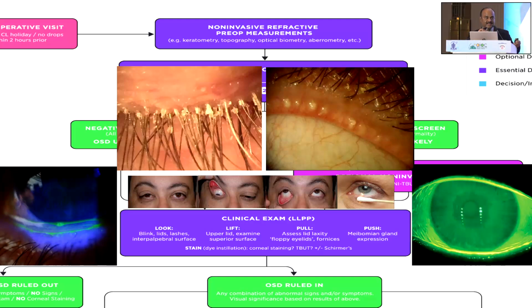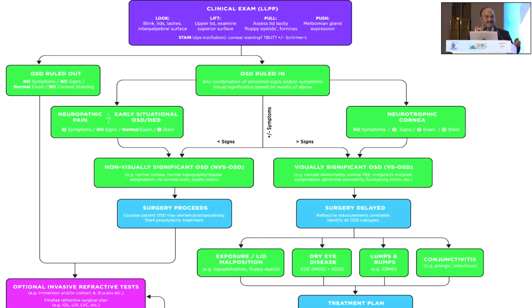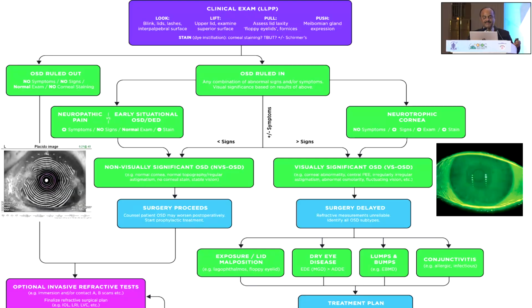Of importance, LLPP: look, lift, pull, push. Look out for any abnormalities of the gland, of the eyelid margins, and then decide whether this patient has dry eye or not. Now, after deciding whether this patient has dry eye, we should find out whether it's visually significant or not. Visually significant, I teach my optometrists, what do I tell them? If after a blink the keratometry changes by more than 0.5, then this is significant. Ideally it's 0.1, but 0.1 we can't measure, so 0.5 is significant. This is what I teach them, and they look out for that.